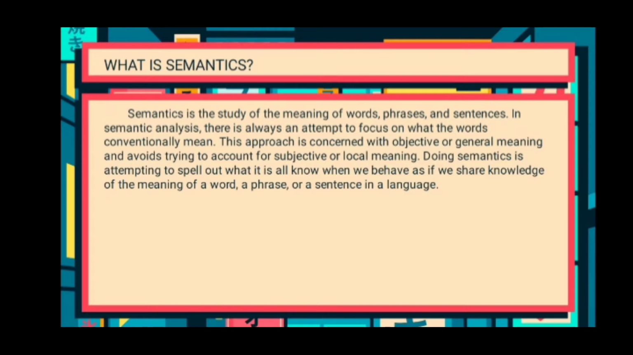What is semantics? Semantics is the study of the meaning of words, phrases, and sentences. In semantic analysis, there is always an attempt to focus on what the words conventionally mean. This approach is concerned with objective or general meaning and avoids trying to account for subjective or local meaning. Doing semantics is attempting to spell out what it is we know when we behave as if we share knowledge of the meaning of a word, a phrase, or a sentence in a language.